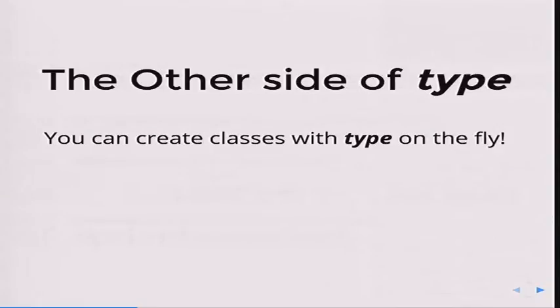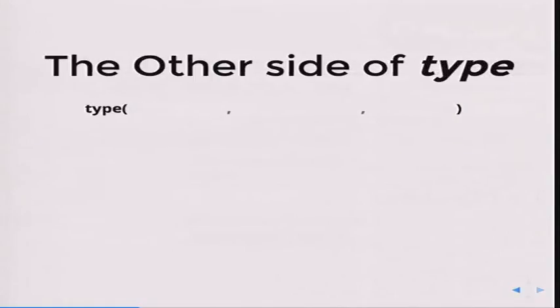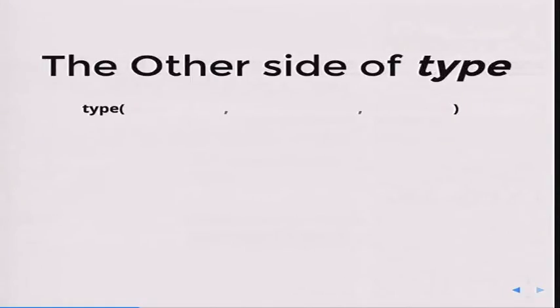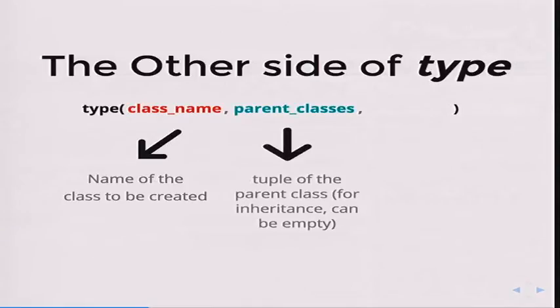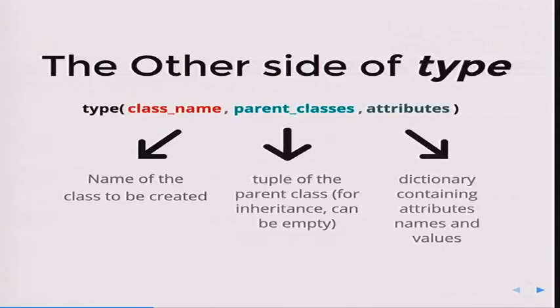So you can create classes with type on the fly. So let's see what's the signature for that. You'll pass the class name as the first parameter, the name of the class to be created, then the superclasses, and a dictionary containing the attributes, methods, values, and everything.